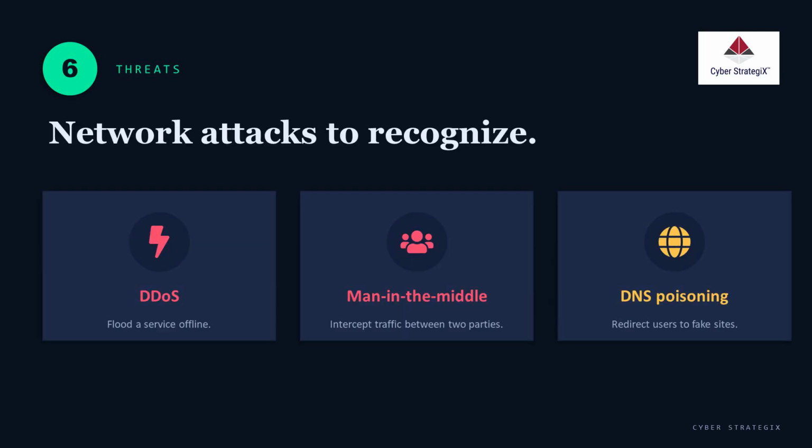Recognize the common attacks. A distributed denial of service, or DDoS, floods a service with traffic until it collapses. A man-in-the-middle attack secretly intercepts and possibly alters traffic between 2 parties. And DNS poisoning corrupts name resolution so users are silently sent to malicious sites. Defenses include rate limiting and scrubbing, strong encryption with authentication, and DNSSEC.